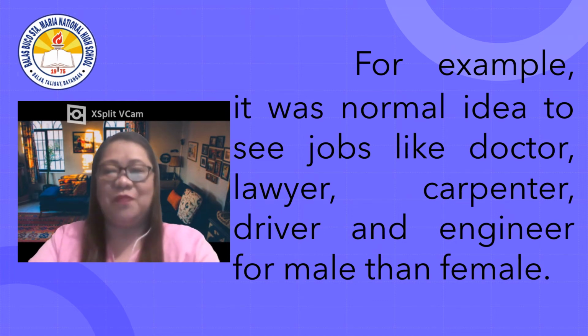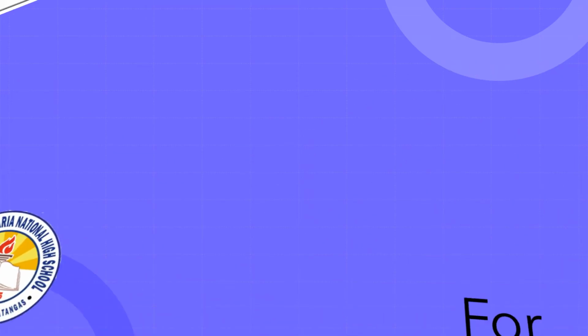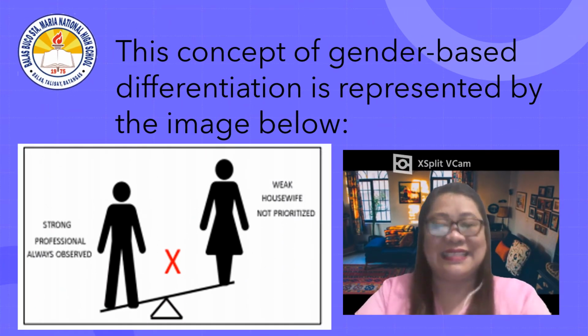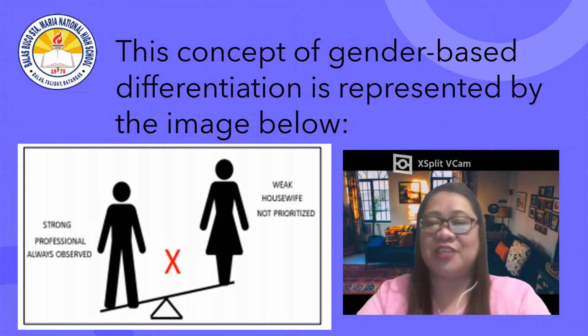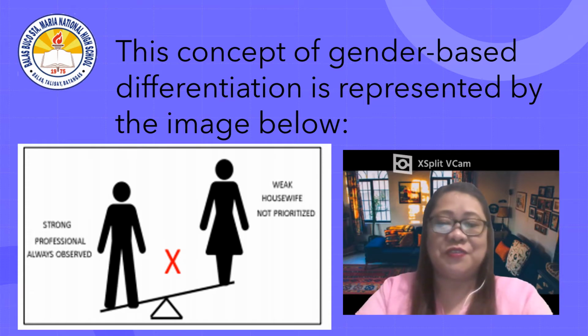Let us say, for example, it was a normal idea to see jobs like doctor, lawyer, carpenter, driver, and engineer for male than female. On the other hand, teachers, nurses, and caregivers are for female other than male. This concept of gender-based differentiation is represented by the image below. On this illustration, it is clearly illustrated that male and female are not equal.